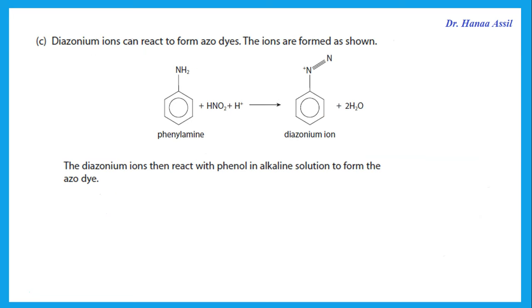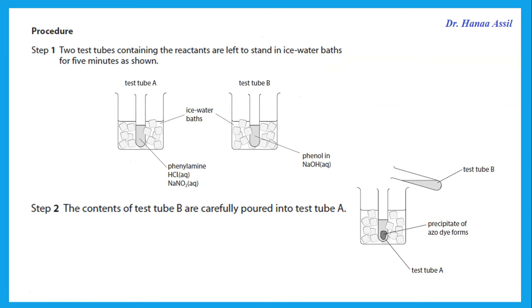Diazonium ions can react to form azo dyes. The ions are formed as shown. The diazonium ions then react with phenol in alkaline solution to form an azo dye. 2 test tubes containing the reactants are left to stand in ice water baths for 5 minutes as shown.